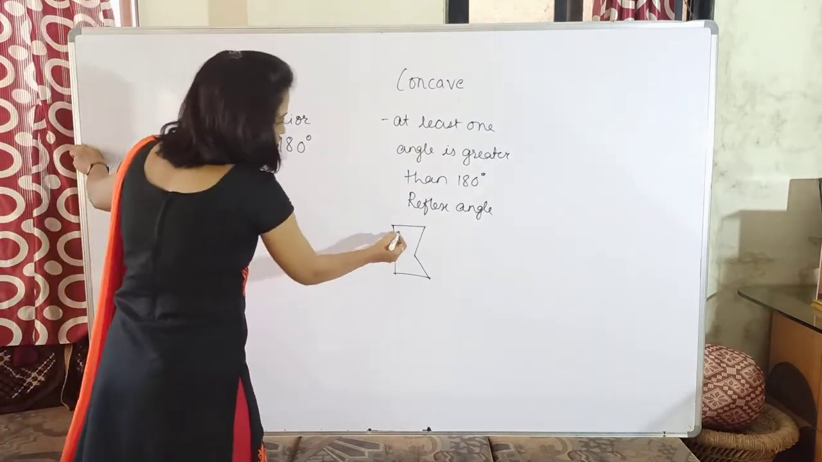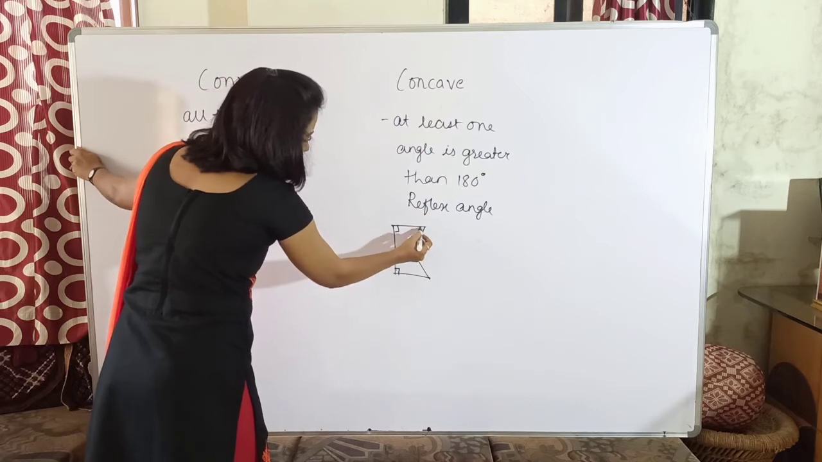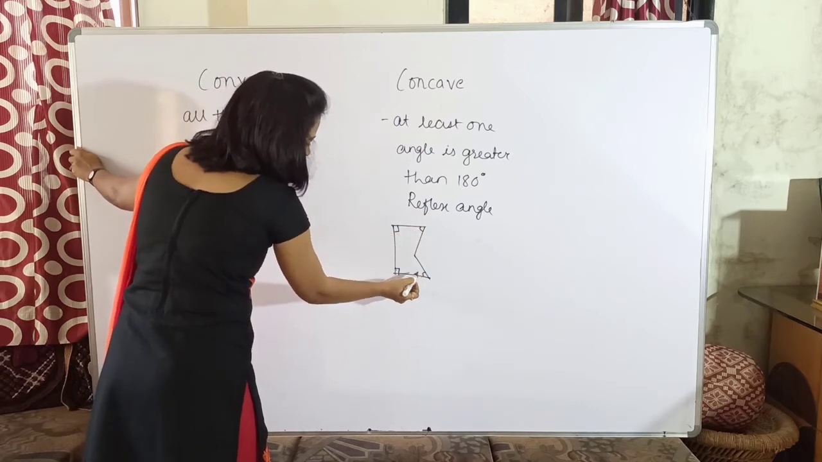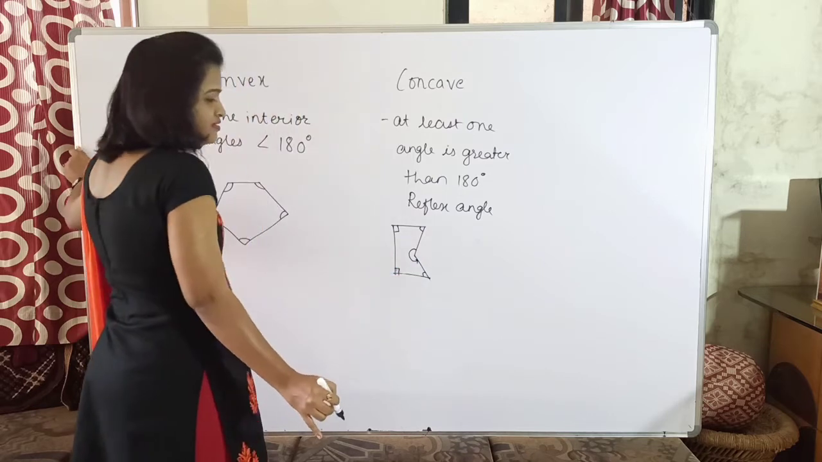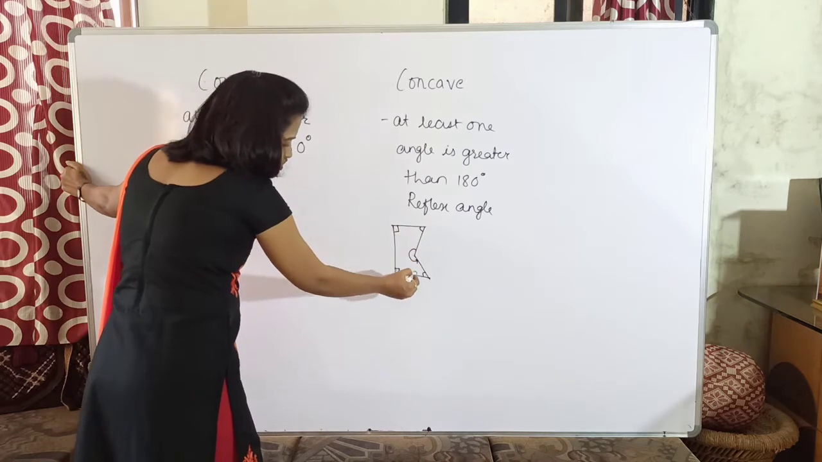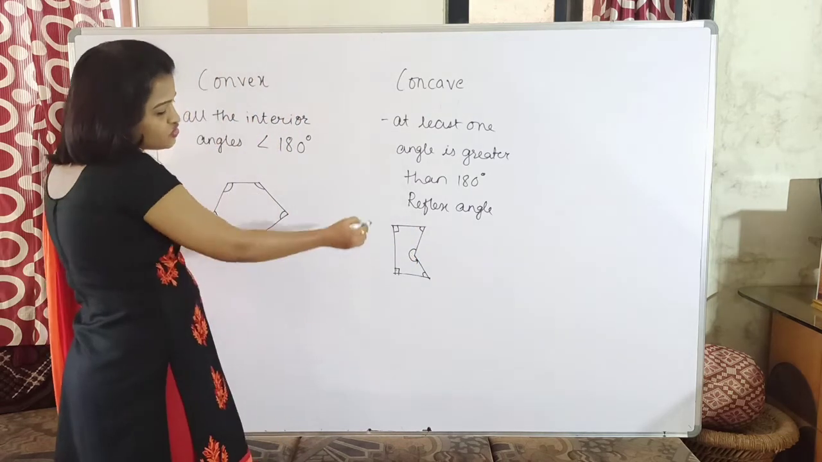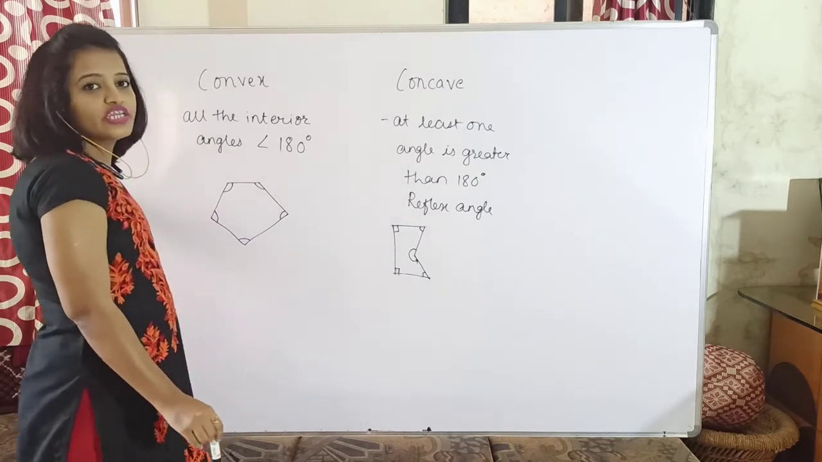Okay, so this is a 90-degree angle, fine, less than 180. This is 90, less than 180. This is also an acute angle. This is also an acute angle. But what about this angle? Is it less than 180? No, because if you draw a straight line, then it will be 180. As you can see, this angle is greater than 180. So this figure is called a concave polygon.